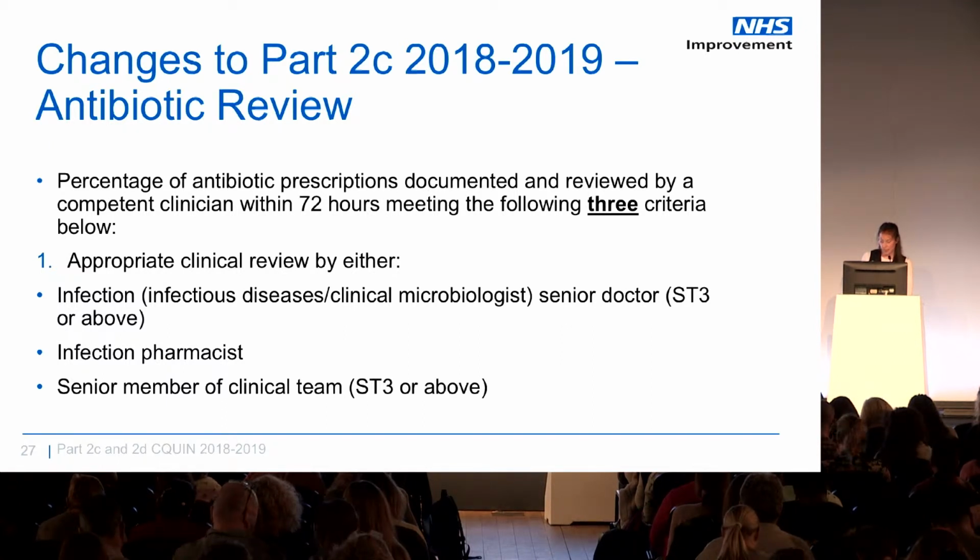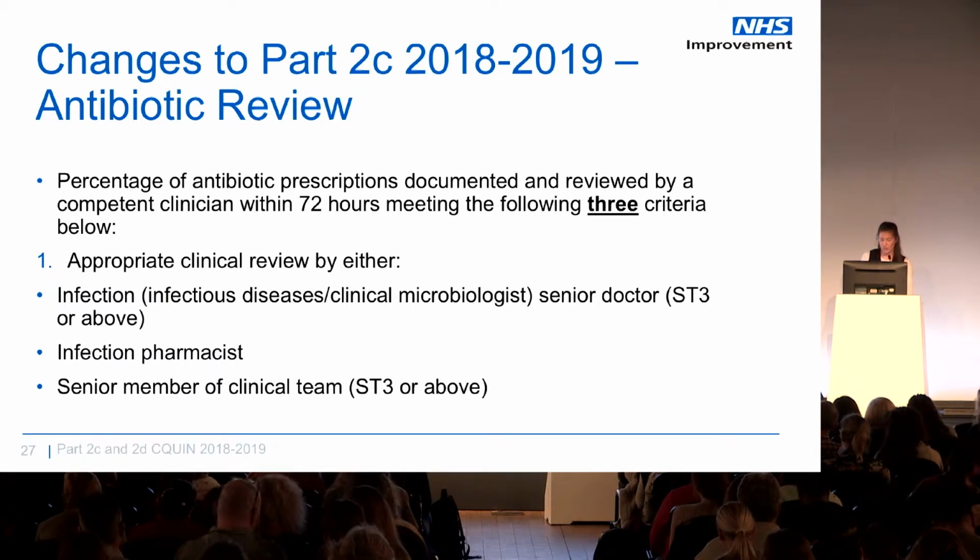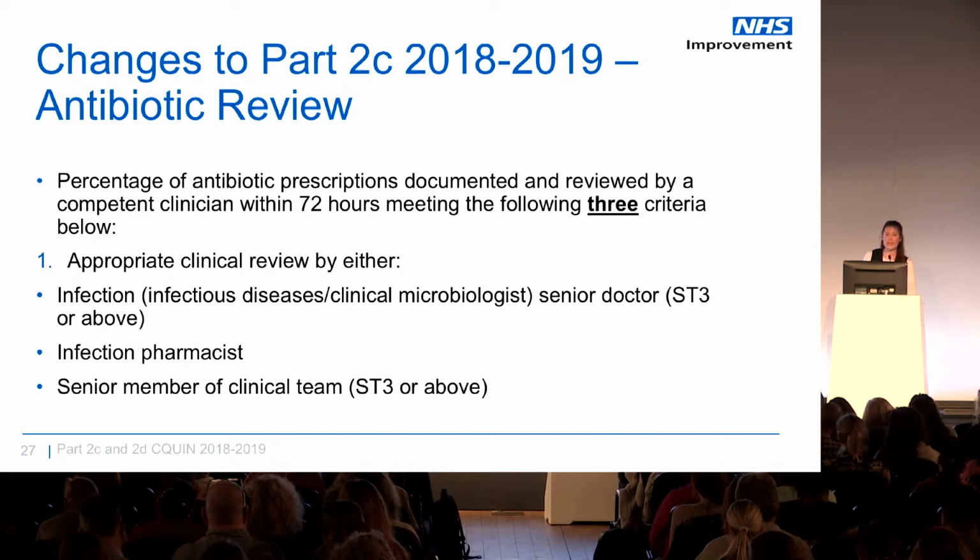So each antibiotic that's reviewed for the treatment of sepsis that will be included in the CQUIN will need to be reviewed following the 3 criteria as follows. So criterion 1 hasn't changed. The clinical review must take place by an appropriate clinician, so an infection senior doctor, and by that we mean ST3 and above, an infection pharmacist, or a member of the senior clinical team looking after the patient on the ward, and again that's ST3 or above.